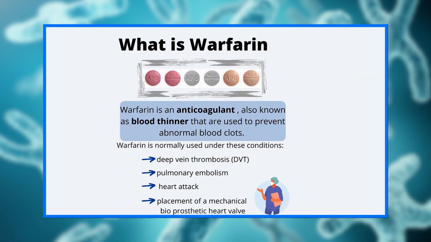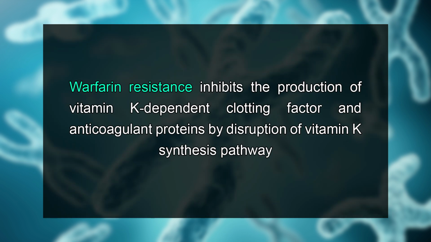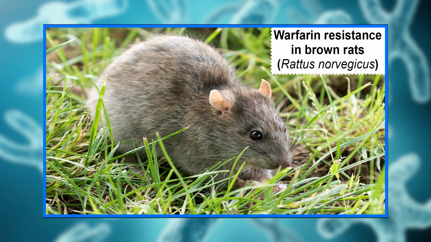Warfarin is an anticoagulant which is commercially used as rat poison. It inhibits the production of vitamin K dependent clotting factors and anticoagulant proteins by disruption of the vitamin K synthesis pathway. So warfarin resistance in brown rats, that is Rattus norvegicus, is controlled by an autosomal dominant allele R. However, the resistant individuals also possess a low fitness due to altered vitamin K metabolism.